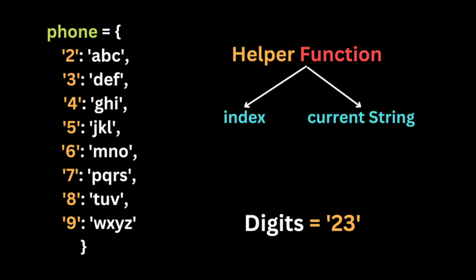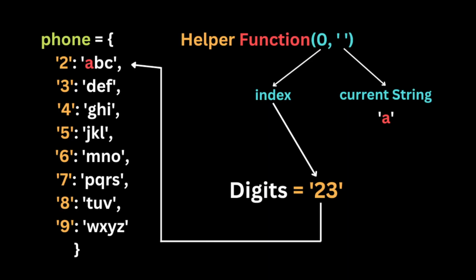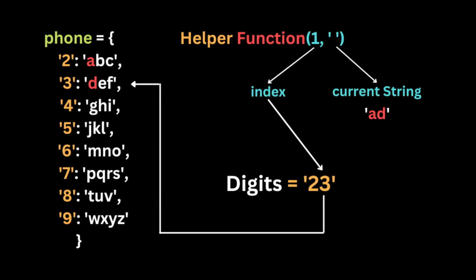In this example, the input digits are 23. The function will first call the helper function with index set to 0 and current string set to an empty string. Then the function will start generating all the possible combinations between the digit 2 and the digit 3. Let me explain how the process is going to work in simple terms. First, we have the digits at index 0, meaning the current index, and at this index we access the phone dictionary at the first digit, meaning 2, and take the first letter, then add it to the current string. After that, we increment the index by 1 so we can access the first letter of digit 3, and we repeat the same process.